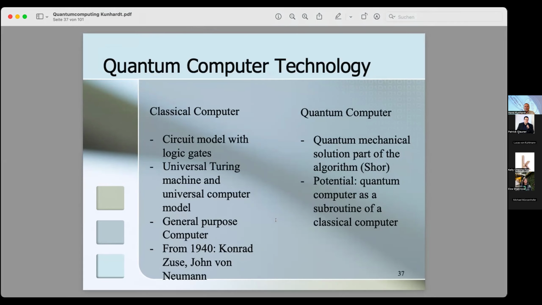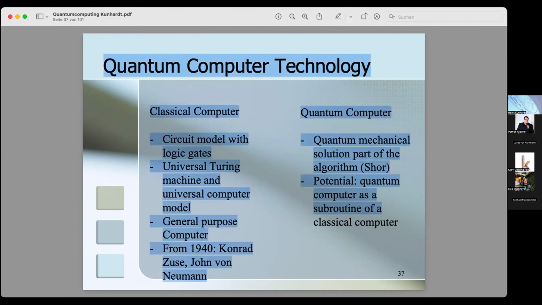So again, a comparison of quantum computer and classical computer. In a classical computer, we use a circuit model with logic gates. We are used to having this AND gate, OR gate, NOR gate, whatever. So it's based on a classical universal Turing machine. And a classical computer is more or less a general purpose machine.